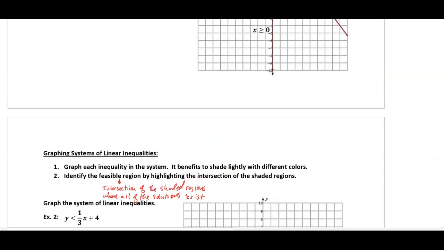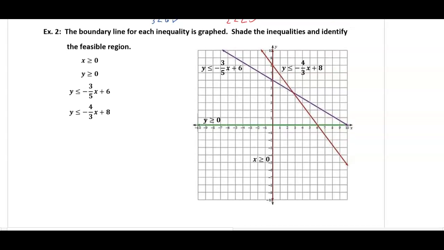So what we're going to do is come up here. All of the boundary lines for these inequalities have been graphed. All you're going to do is the shading. So I'm going to start with the first one. x is greater than or equal to 0. This inequality is this line here.